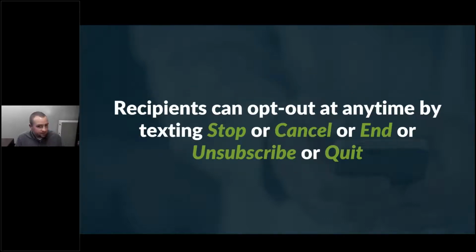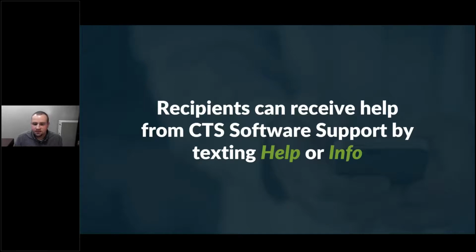So recipients must be allowed to opt out at any time. And so there's these 5 different words they can use to opt out: stop, cancel, end, unsubscribe, or quit. And you won't be able to send text to them once they do that. And we won't be able to say, yeah, give them text and opt them back in. They have to be the ones to opt back in. Again, it's all about preventing abuse of the recipients. Recipients can receive help from CTS support by texting help or info. All it's going to do is give them the details on how to reach out in a different way. We can't two-way communicate with them either. It's automated messages. So if they need help, just know that's where they're going, is CTS support.